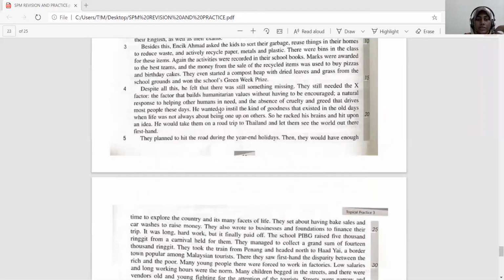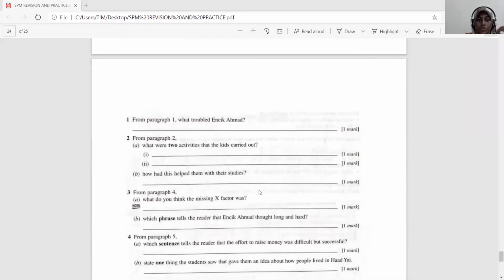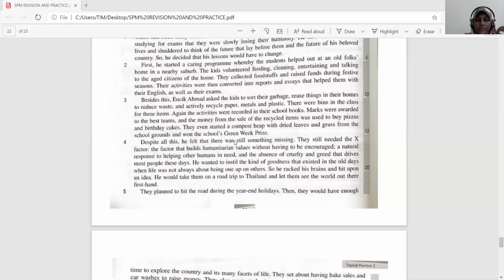Okay, let's look at the next question. From paragraph 4, what do you think the missing X factor was? Paragraph 4. What was the missing X factor? It's two words. Okay, they say the missing X factor, they still need the X factor. So the factor is what? Yes, humanitarian value, right? The humanitarian value.